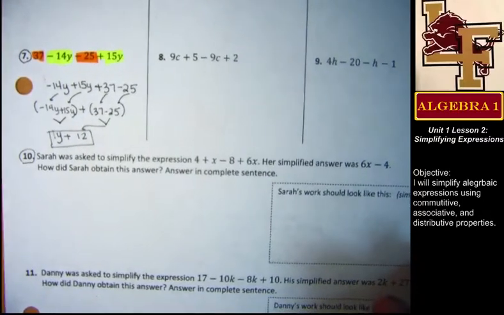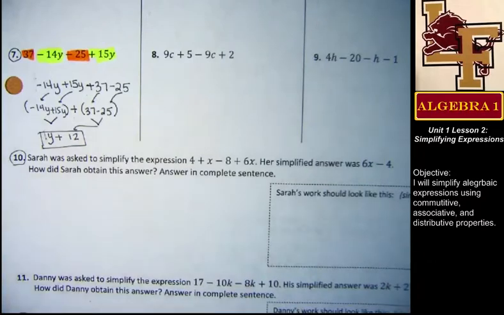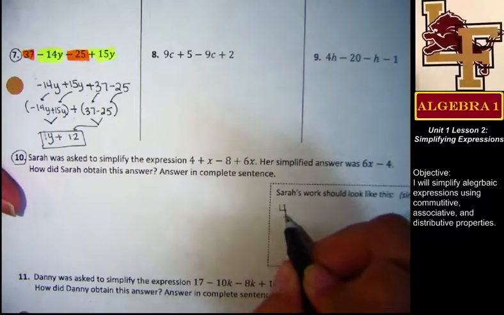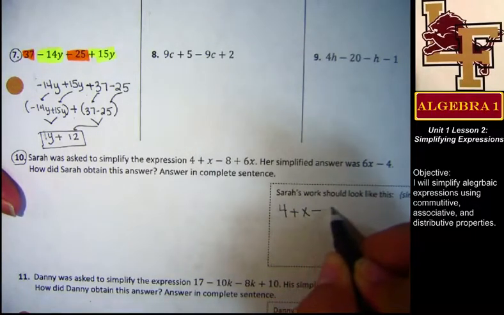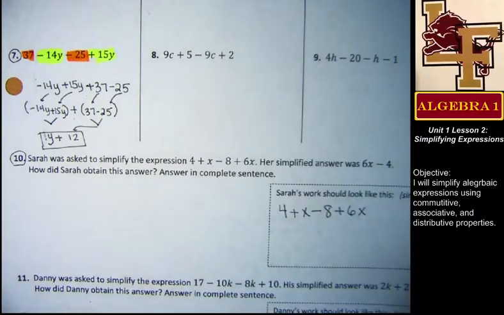I'm zooming out so we can look at question number 10. Sarah, one of our classmates, maybe not in this class, but in another, was asked to simplify this expression, and I'm going to write the expression over here just so that I can see it away from the sentence. Her simplified answer was 6x minus 4. Okay, you're saying it's wrong. We don't know for sure because it doesn't tell us whether she's right or wrong, but they want us to figure out what it was that Sarah did to get her answer.